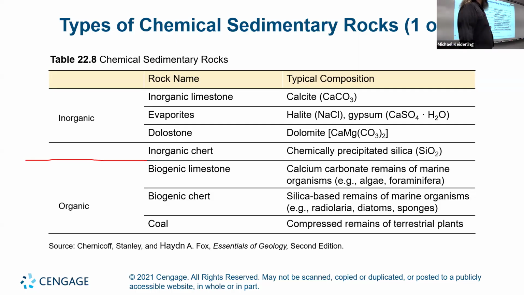Then there's biogenic chert, which are the silica remains of marine organisms. These come from things like radiolaria, diatoms, sponges. Again, mostly single-celled life forms that instead of using calcium carbonate extracted from water, they use silica.